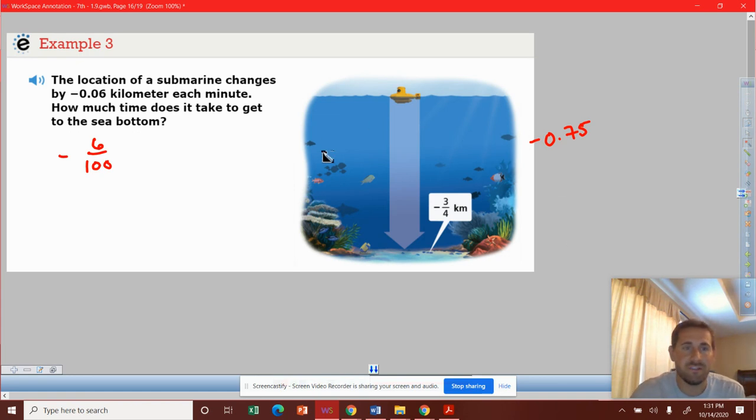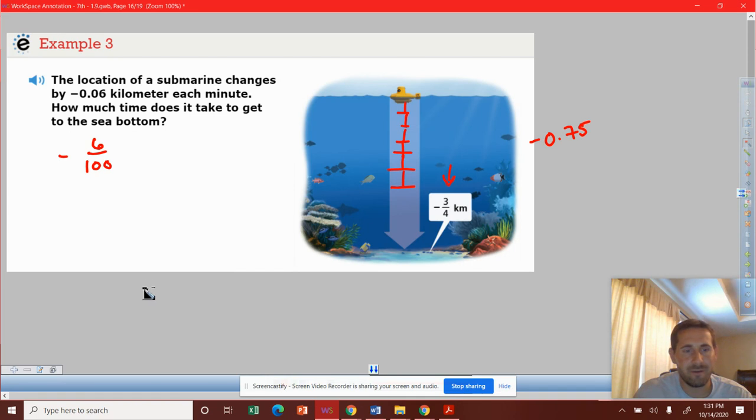Here's where your strengths come in. Are you great at multiplying with decimals? Dividing with decimals? Or are you better at dividing fractions? Because hopefully we did see already that this becomes a division problem. I'm trying to find out how many 600ths go into 3/4. That's going to indicate the amount we'll go down every minute. So I'm trying to figure out how many minutes have passed, how many 600ths go in there.